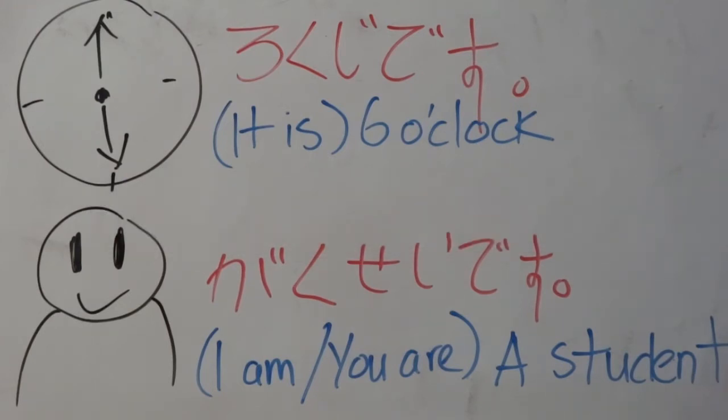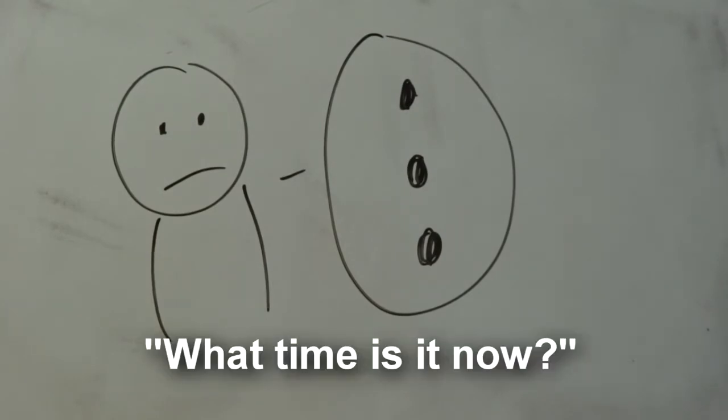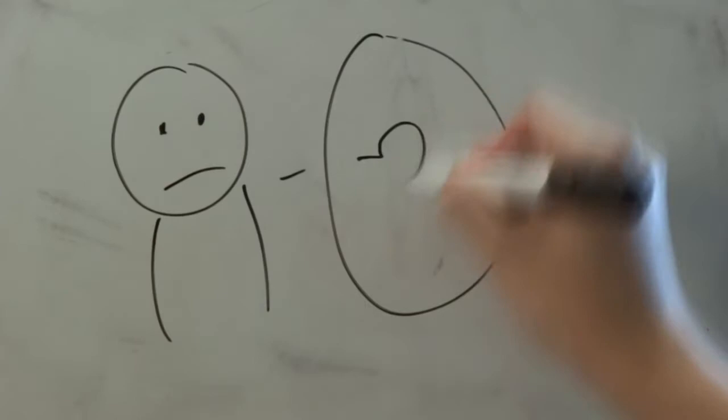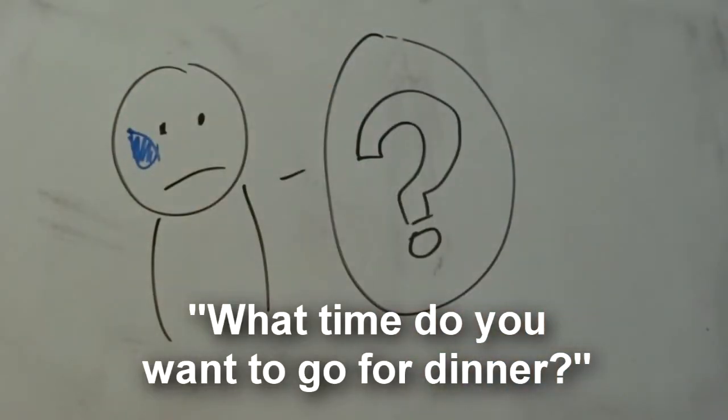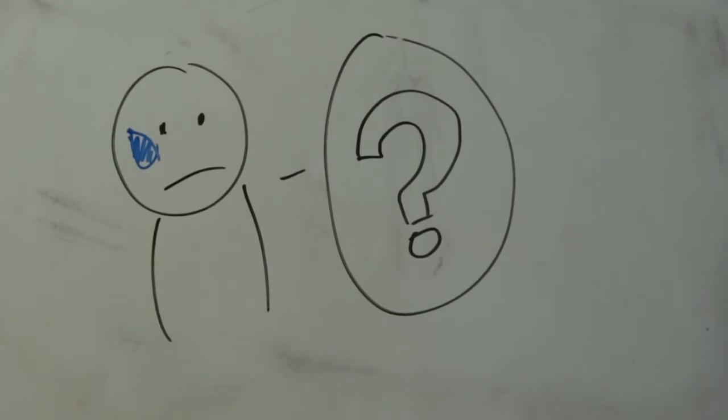There's always that little extra bit of context that helps us to understand what the sentence is about. And with rokuji desu, as it stands without that little extra bit of context, it can mean a whole lot of different things. I could have been asked, what time is it now? Rokuji desu. But I could have also been asked, what time do you want to go for dinner? Rokuji desu. So without that little extra bit of context, we don't really have a completely painted picture.